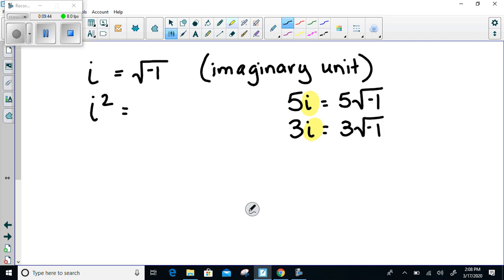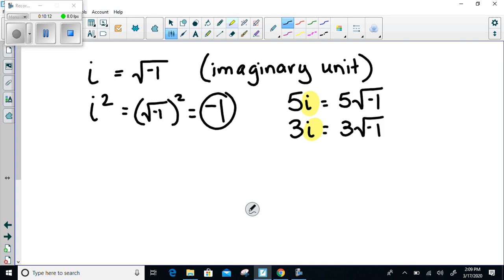Well, let's just figure that out. We would square the square root of -1. And of course, from our understanding of radicals from Math 1, the square root and the square just cancel each other out. So i squared is actually equal to -1. Interestingly enough, and this is going to become extremely important later, especially in Math 3, if I square the i, it goes from being imaginary back to being real.